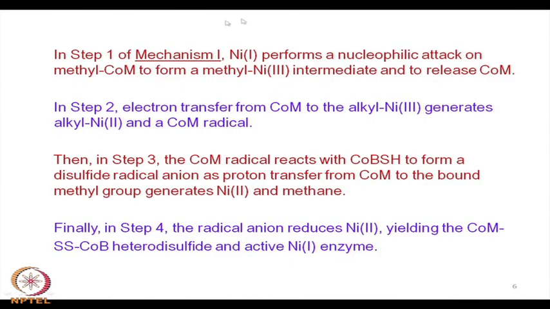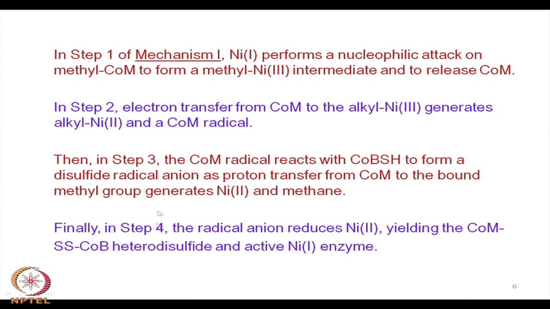So what we see in the steps, basically what I told you, is a simple thing: mechanism 1 and mechanism 2 we have already shown pictorially, that nickel 1 is basically performing the nucleophilic attack on the methyl coenzyme M and releases coenzyme M. In the second step, all the steps I have written over here actually, the electron transfer from the alkyl nickel 3, which we have generated like your methyl cobalamin. So, the alkyl nickel 3 portion is nothing but your methyl cobalamin type of thing. And then we produce the nickel 2 oxidation state attached to the alkyl and the CoM as the radical. And in the third step, your CoBSH is taking up and your disulfide radical anion is forming there.